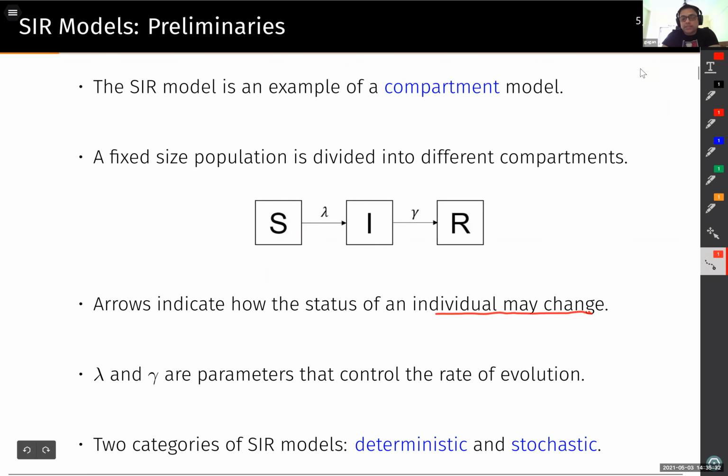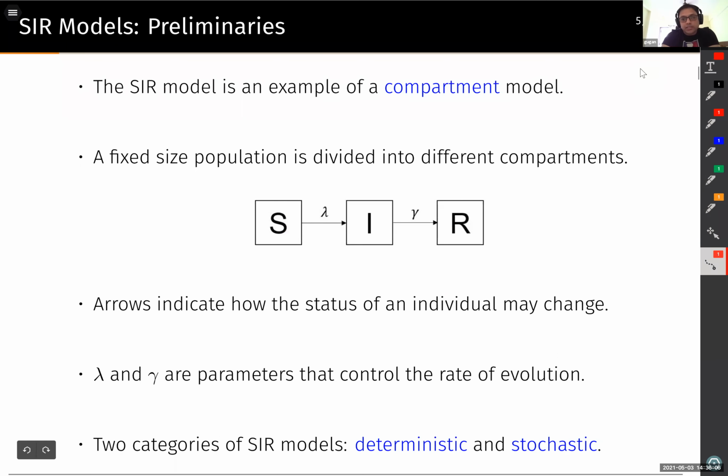In a compartment model, the arrows denote how the status of an individual changes. For example, in the SIR model, the person starts from the susceptible state, then he may get infected. So he may move over here. Once he's infected, there may be some non-trivial time after which he recovers. Once he recovers, we assume that the disease cannot affect him, so there are no arrows that come out of this last compartment. Is this okay? There are two parameters here, lambda and gamma. These control how the disease evolves.